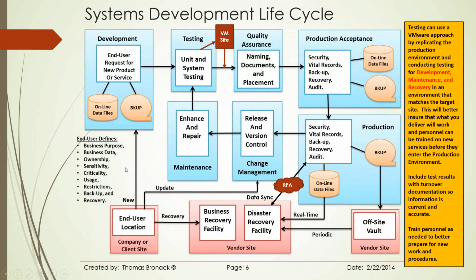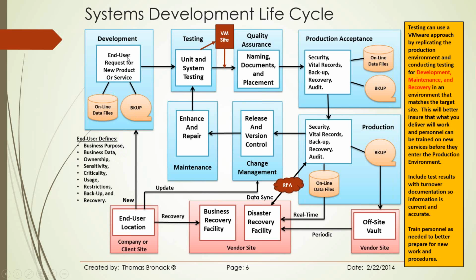The system development lifecycle actually looks like this, where an end user has a work order and he submits the work order to the development department. He says, here's the purpose of my application, here's the business data associated with it, here's the person who owns that data, this is the sensitivity of the data and how critical it is and how it can be used. And then restrictions or access controls are established. Backup and recovery procedures are also established.